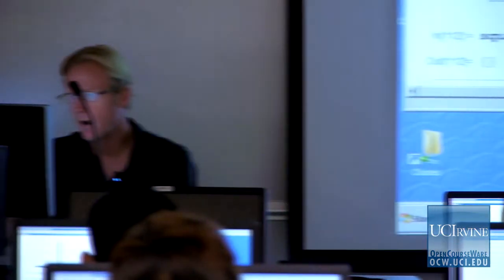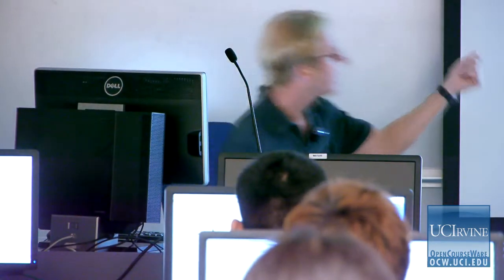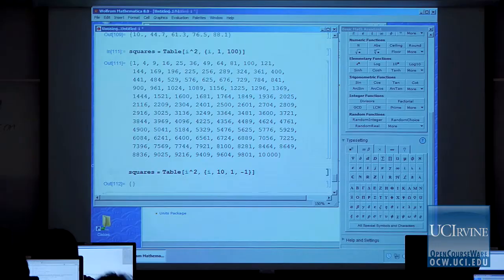So if we put in here a -1, what that means is start with 10, I equals 10, and then subtract 1 from it, 9, subtract 1, 8, and go down until you reach 1. And if you do that, you see that you get the list of squares, but now it's in the order from high to low.